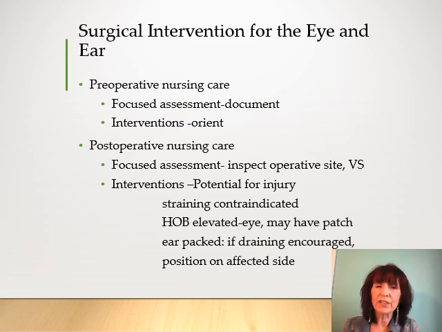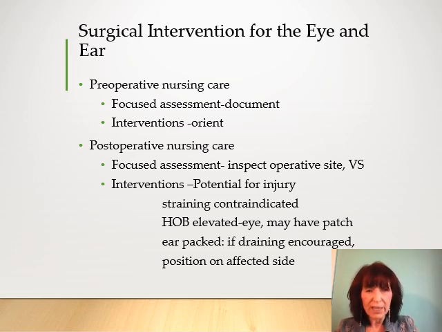So, surgical intervention of the eye and ear. We're getting towards the end of the chapter here, and they've combined these two things together because it's essentially the same. It's a sense loss. So they're losing a sense. So the surgical intervention is going to be similar.